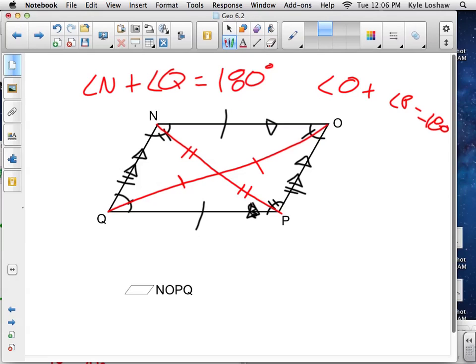Good. So, this down here, see this? That represents parallelogram NOPQ. Parallelogram NOPQ. Clockwise order to identify it.